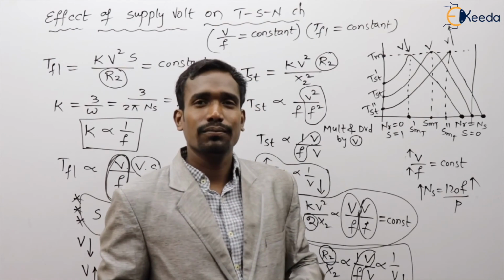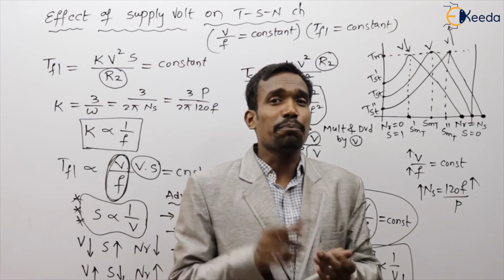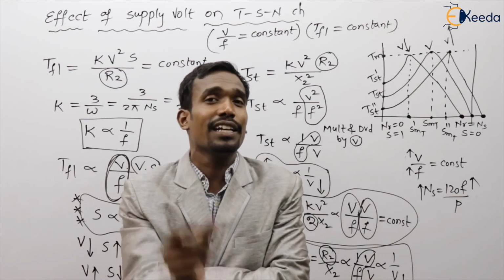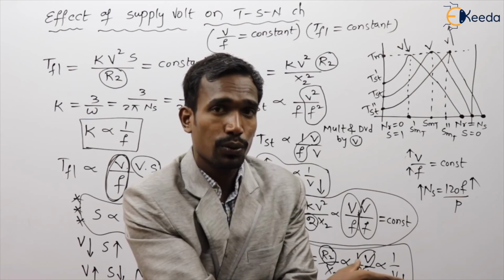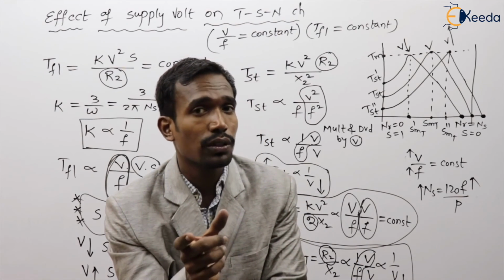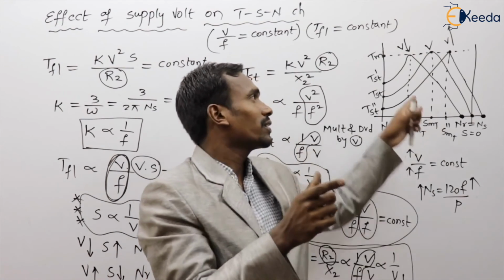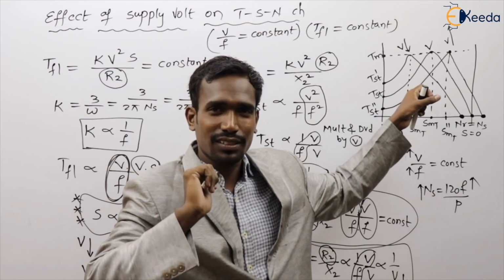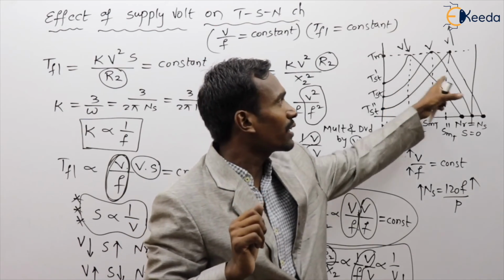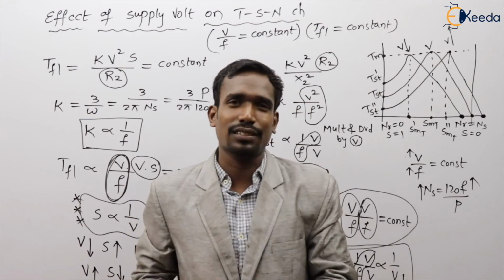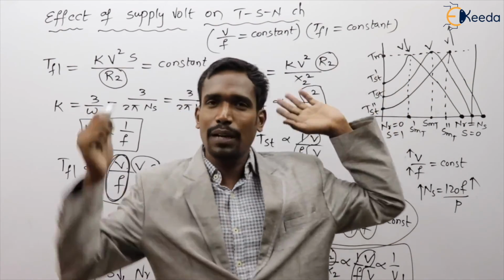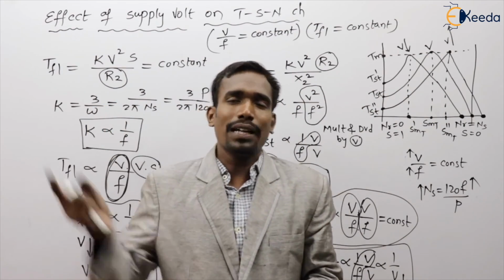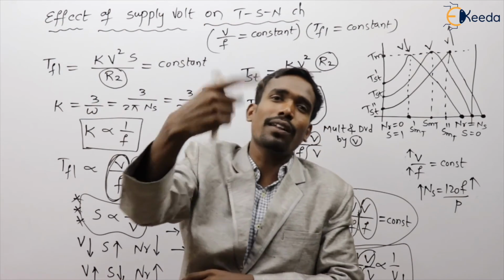Now they are asking: the effect of supply voltage on torque slip speed characteristics with V by F constant is similar to? Tell me, is similar to the effect of rotor resistance. Yes or no? In the effect of rotor resistance also we have the same characteristics. And in V by F ratio constant also we have the same characteristics. Both are the same, sir.